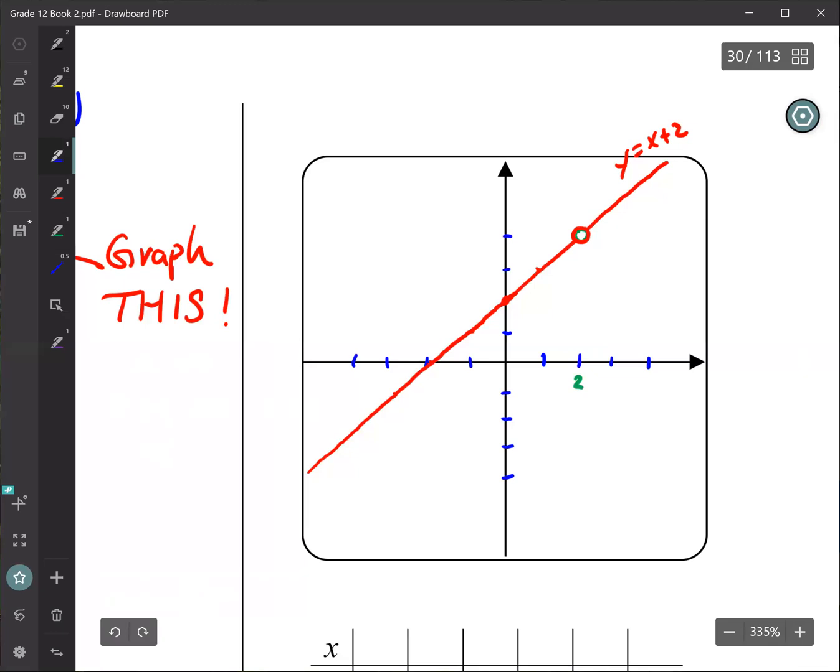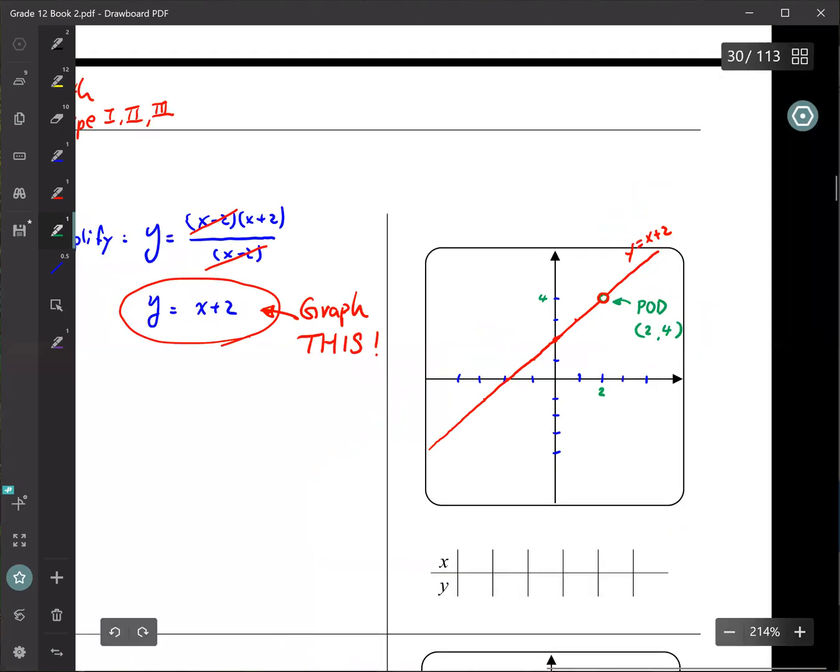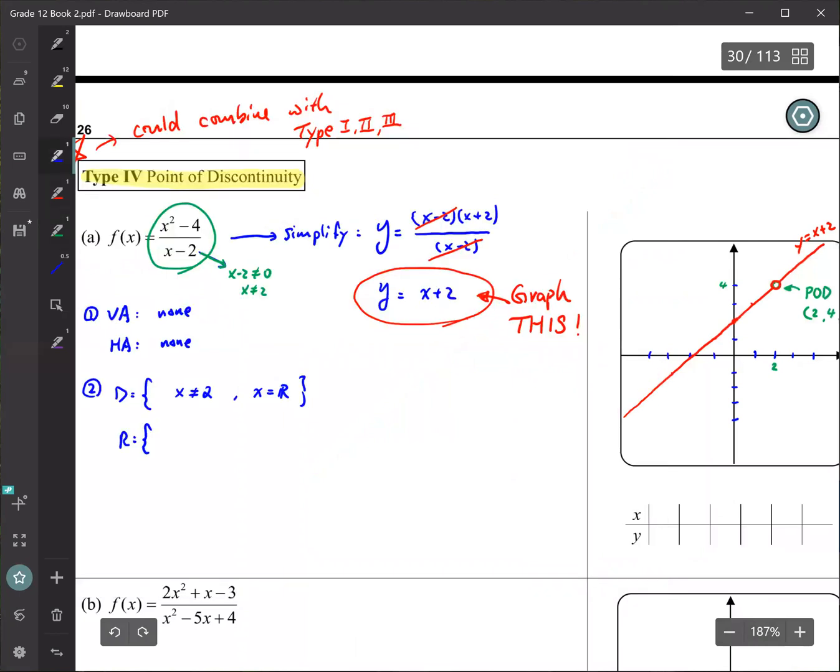Okay, so your graph will have the empty circle. That circle there is called the point of discontinuity. Okay, and we need to know where it is. The x value is 2, and that empty hole is on the line, right? So we can plug the 2 into the equation of the line. So 2 plus 2 makes it 4, right? As you can see, it's at 4. So you are finding the empty dot, the point of discontinuity. So that means your range is y cannot equal 4.